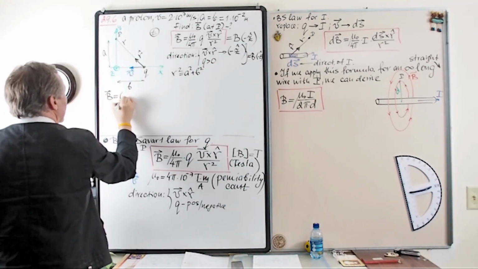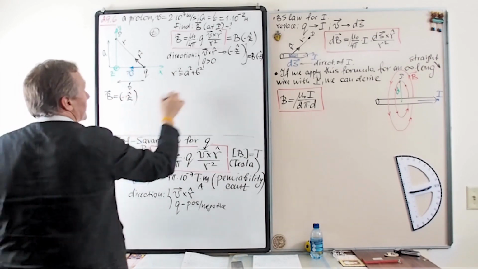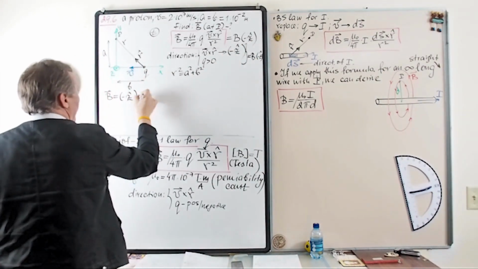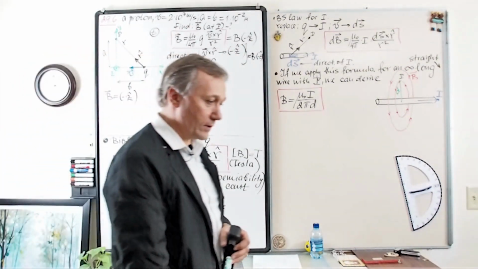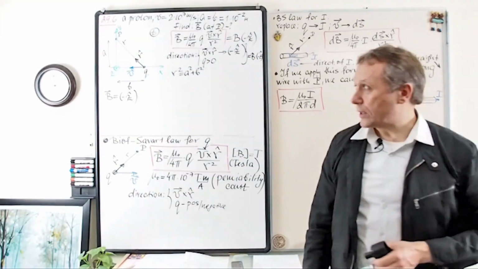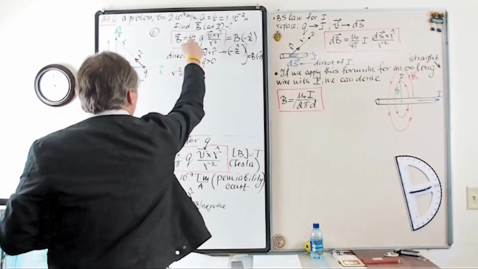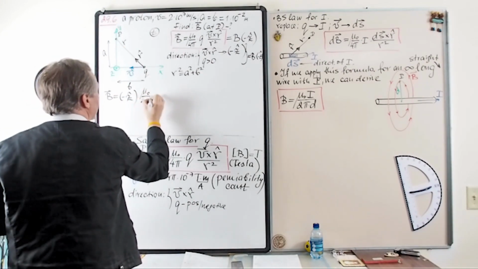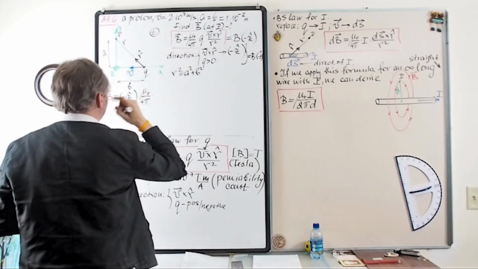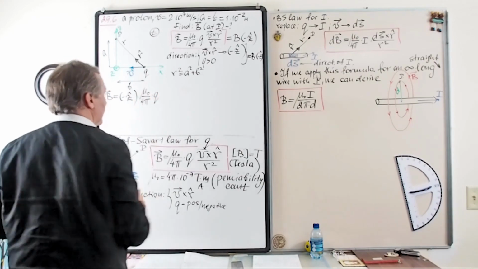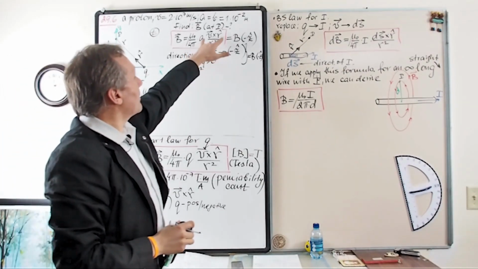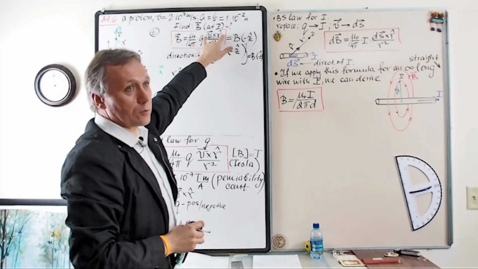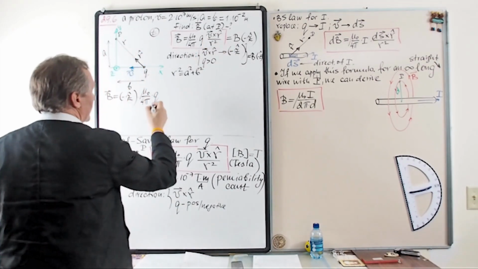So B equals, let me write down the direction immediately. And now the rest will give us the absolute value of the strength of the magnetic field. Mu naught over 4 pi, no troubles, so we just need to rewrite that. Then charge Q, I will just rewrite Q. Now, absolute value of V cross R.